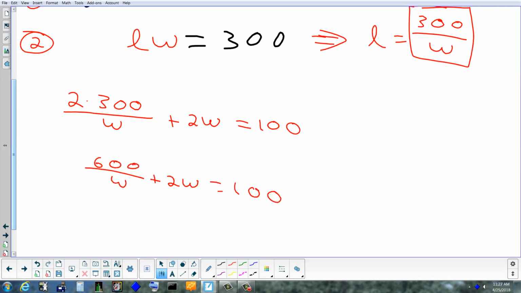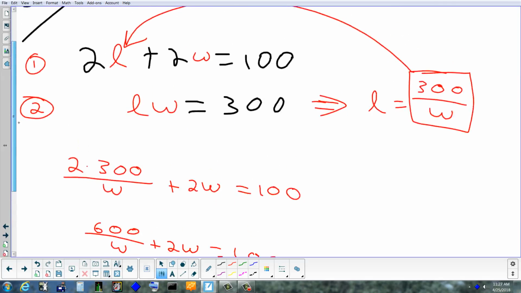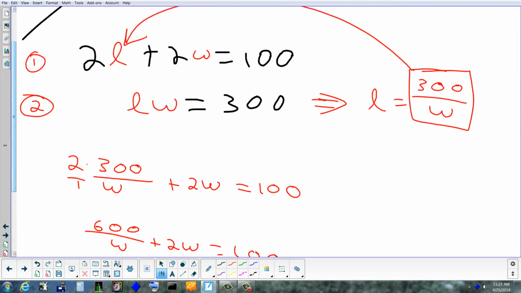And now, what I don't like about the problem is having a variable in the bottom of a fraction. So what could I do? I'd have to do it in 3 spots to get rid of that W in the bottom. Wait, wouldn't it be 600 over 2W? If it's 2 outside of the parentheses? So you're multiplying 2 over 1 times 300 over W? Never mind. Yep, you could write it that way if that's clearer.